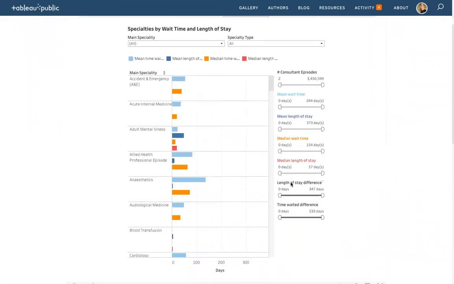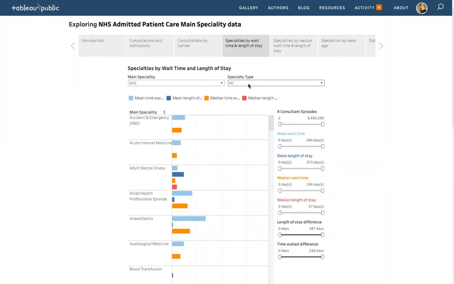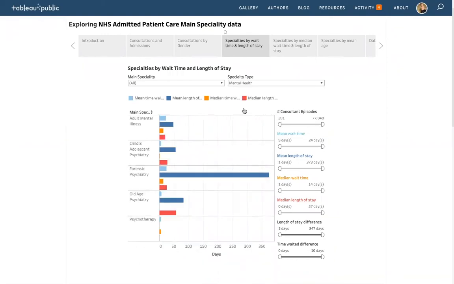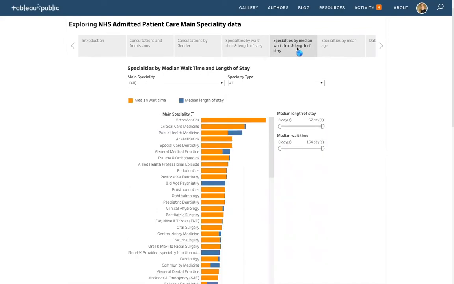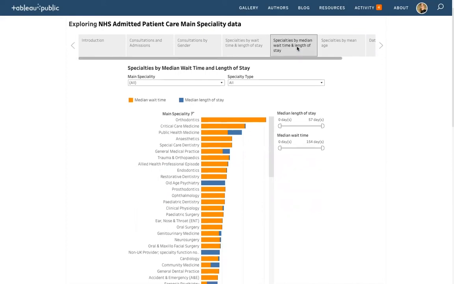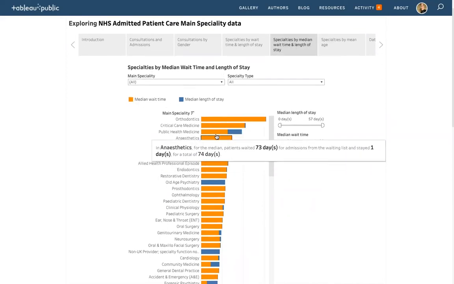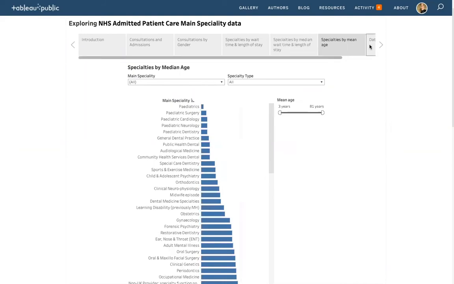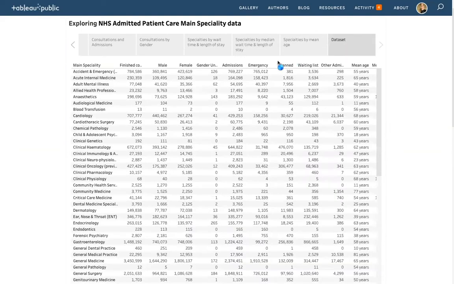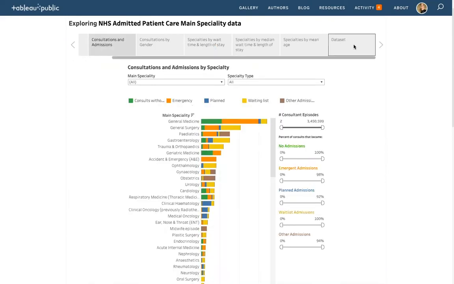There's a lot of filters on here. I guess you can even pick a group. I'd probably put that first, but a group and then look. Then we have median wait time and length of stay, though you can't really stack those. Specialties by mean age. So we've got a lot going on here, and then here's the full data set. Oh, people will love that.